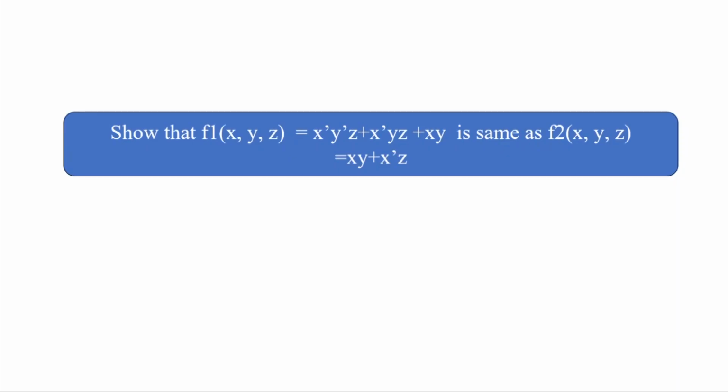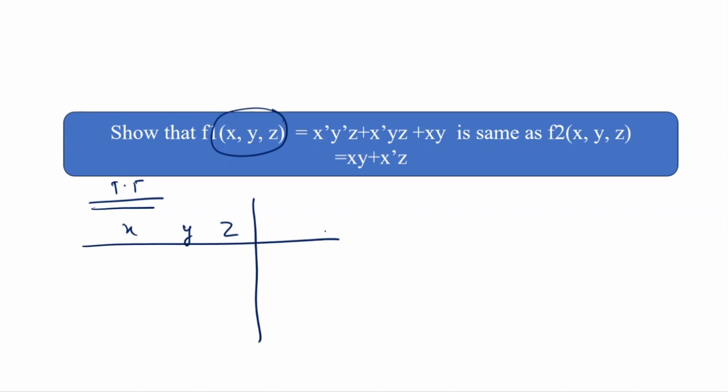So first we simply take a truth table. This is one Boolean function, but how many Boolean variables are there in it? There are 3 Boolean variables, x, y and z, present in both functions f1 as well as f2. Two variables, x and y, also appear in some terms in complemented form, so here we also take x complement and y complement.